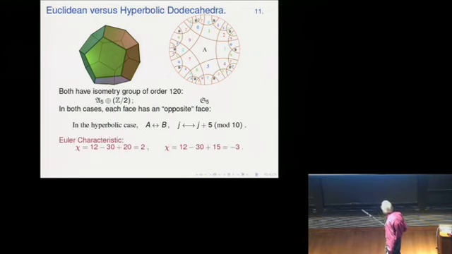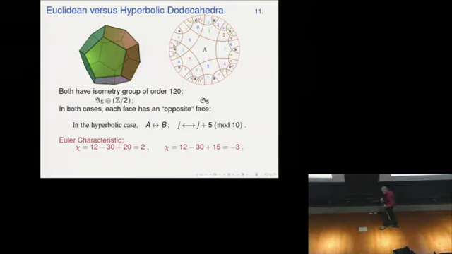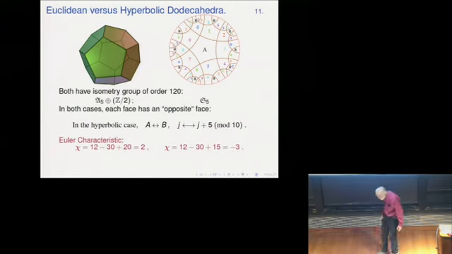Well, we can compare Euler characteristics. They both have 12 faces. And in each case, each face is adjacent to 5 edges, and each edge is adjacent to 2 faces. So the number of edges is 5 halves of 12, which is 30. But they differ in the number of vertices. Here there are 20, here there are only 15. And that means that the Euler characteristic is +2 here, and here it's -3, which is very different.